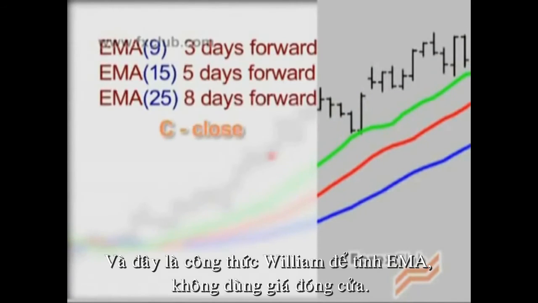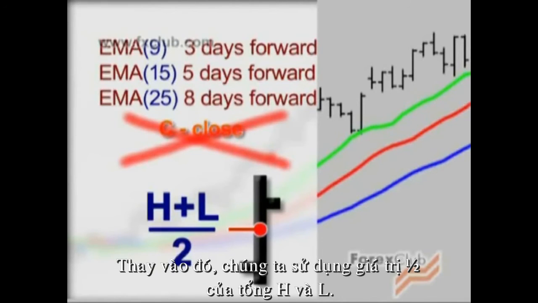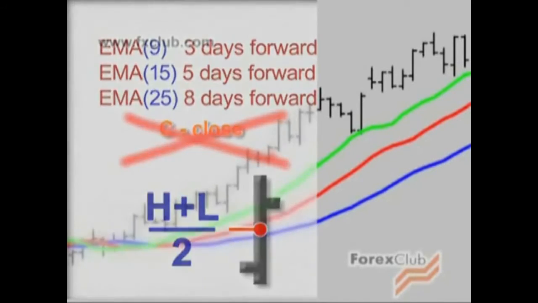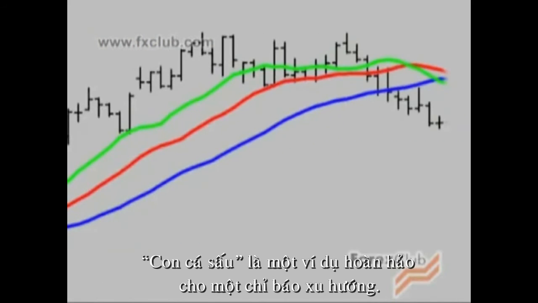And here are Williams' formulas for the calculation of these EMAs. The closing price is not used. Instead, we use half of the sum of H and L. That's the midpoint on the bar. And when the trend ends, the jaws close. The alligator is also an excellent example of a trend indicator.